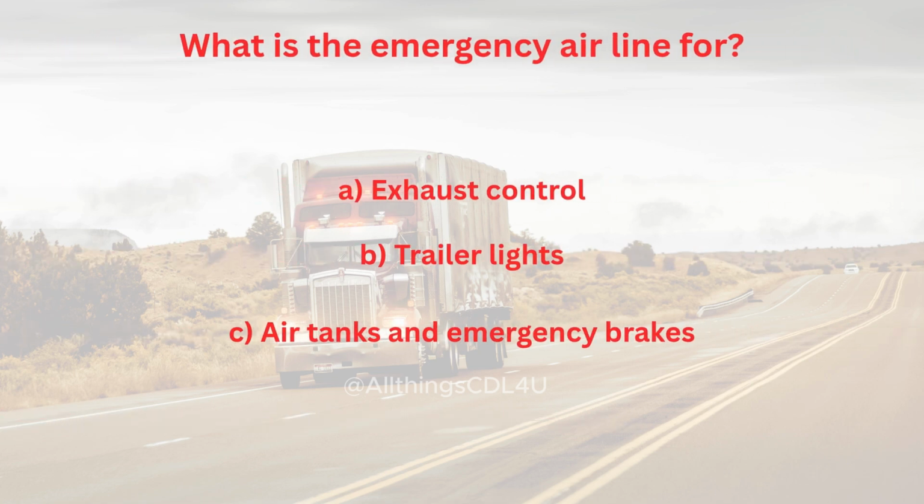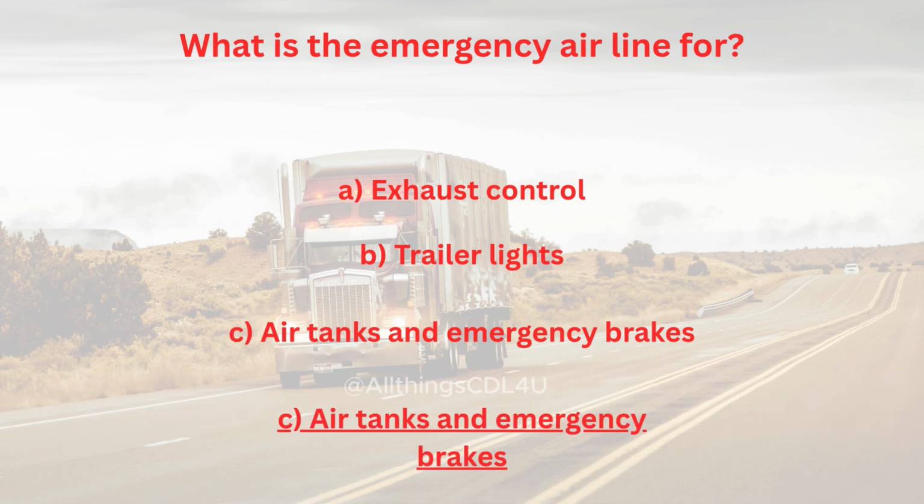What is the emergency airline for? A. Exhaust control. B. Trailer lights. C. Air tanks and emergency brakes. C. Air tanks and emergency brakes.